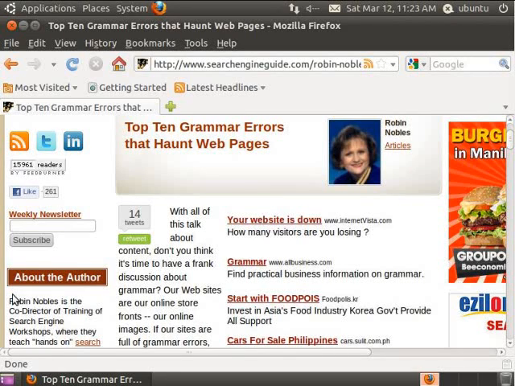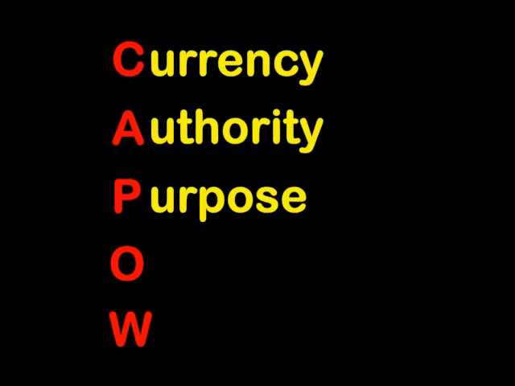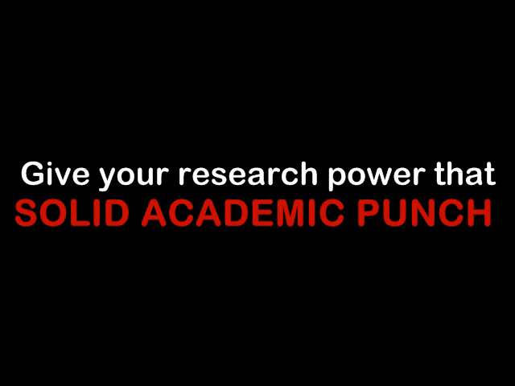So as you review some other websites to determine whether they are good resources for your paper, how can you remember what to look for? Well, how about KAPAW? Currency, authority, purpose, objectivity, and writing style. If you can remember that acronym, you're good to go. Give your research paper that solid academic punch. KAPAW.